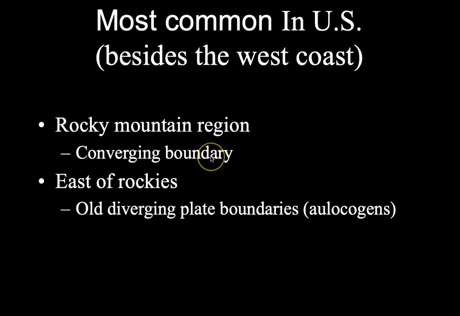Now, if you look at the US, the West Coast by far and away has the most earthquakes. There are some other places that have earthquakes, like the Rocky Mountains. So you can have an earthquake in Colorado. And believe it or not, east of the Rockies, none of these are quite as strong as the ones we have out west, but they can happen.